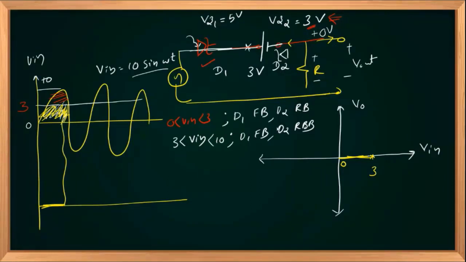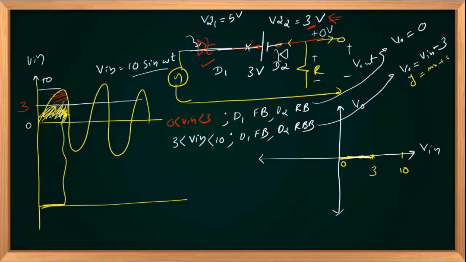And V out is nothing but V in minus 3. Here V out was equal to 0. So if V in is greater than 3 and less than 10, V out is equal to V in minus 3, like y equals mx plus c. So the y intercept is at minus 3, slope is 1, so the curve will be like this. Clear? Okay.